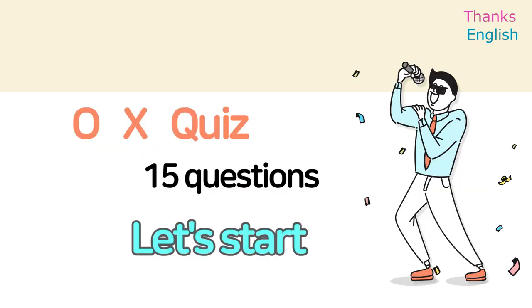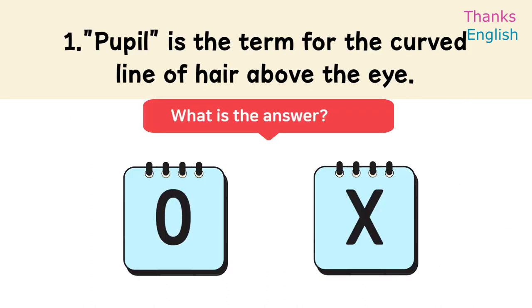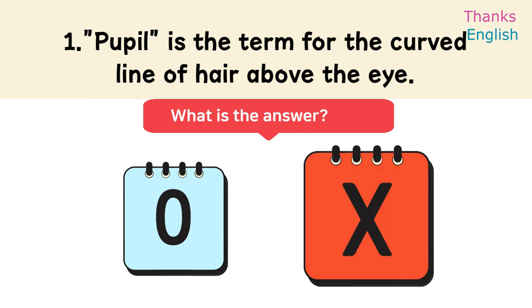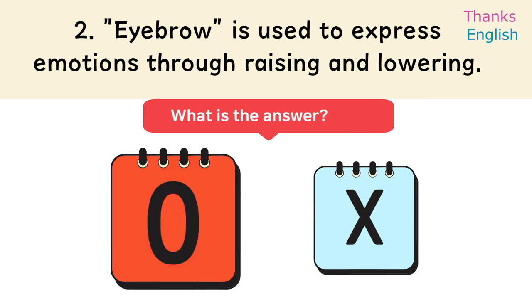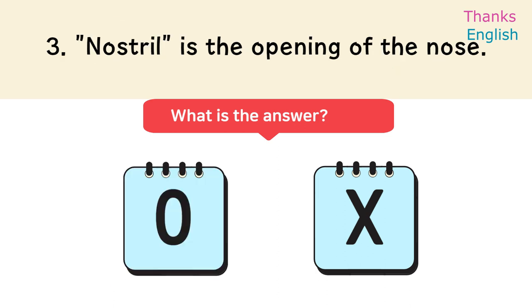OX quiz. 15 questions. Let's start. 1. Pupil is the term for the curved line of hair above the eye. 2. Eyebrow is used to express emotions through raising and lowering. 3. Nostril is the opening of the nose.